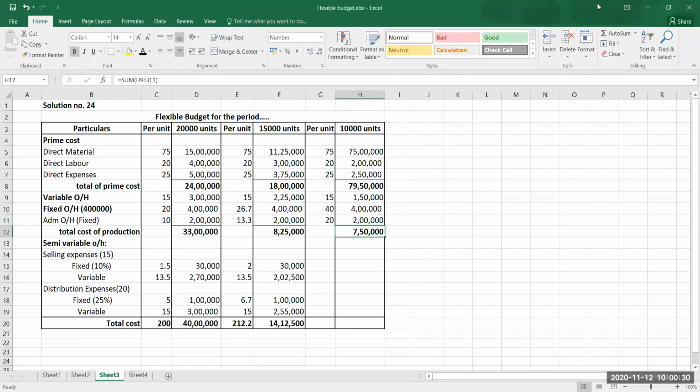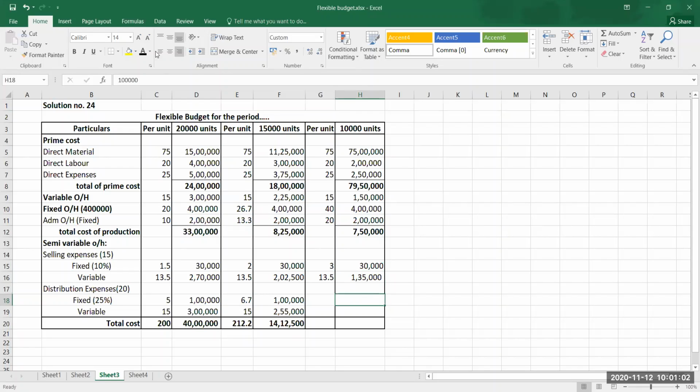Let's go to the semi-variable expenses. So the fixed part is going to be the same, 30,000. How will you calculate this? Again, divide 30,000 by 10,000. So you will get 3. Then variable expenses. I told you the variable per unit remains the same. So you will multiply now 13.5 into 10,000. You will get 1,35,000.